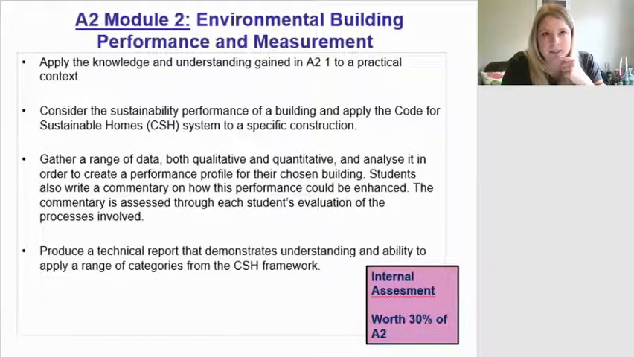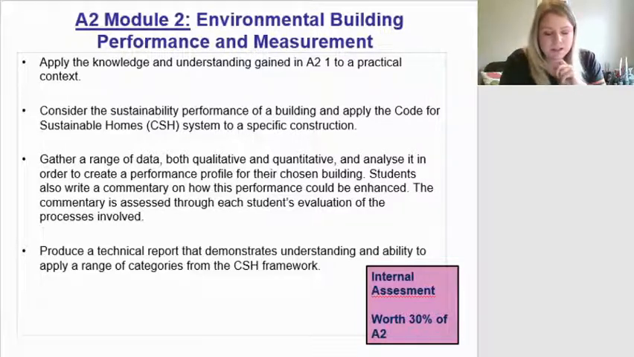Okay, so the A2 coursework then. This one is a little bit different from the one in AS, and it's all about looking at an existing building. If you see there, this talks about the code for sustainable homes. So looking at this code and then analysing the building and seeing what category it fits into, and then deciding what recommendations you would make to it, or what changes you would recommend to improve its rating in this code.